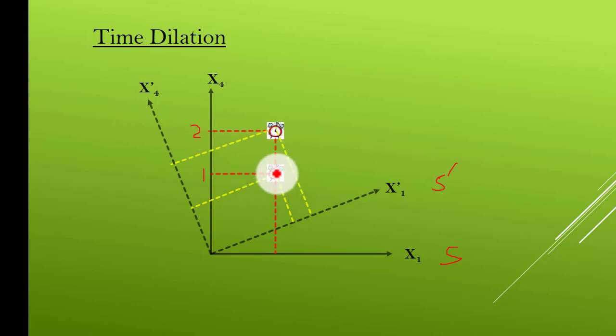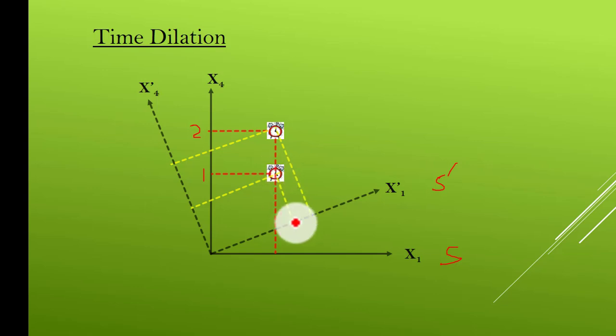Now if we have to measure this event in the S prime frame of reference, what will happen? The clock is placed at the same position, but its time is different. Since the time is changing, in the S prime frame of reference, as we know, the time coordinate is related to the position as well as the time coordinate of the S frame of reference. So in the S prime frame, its position as well as its time both will be different for the same clock.